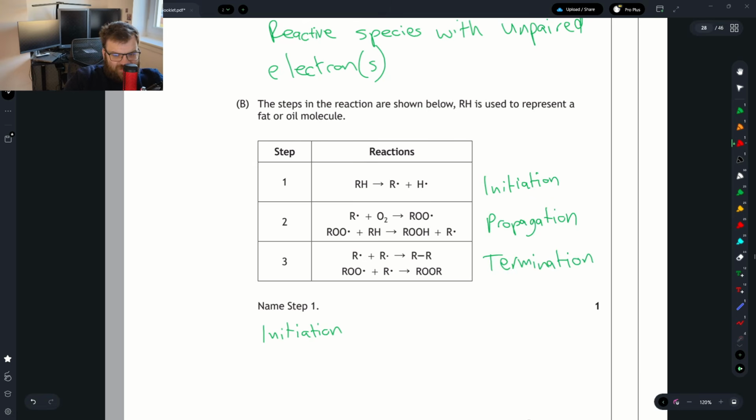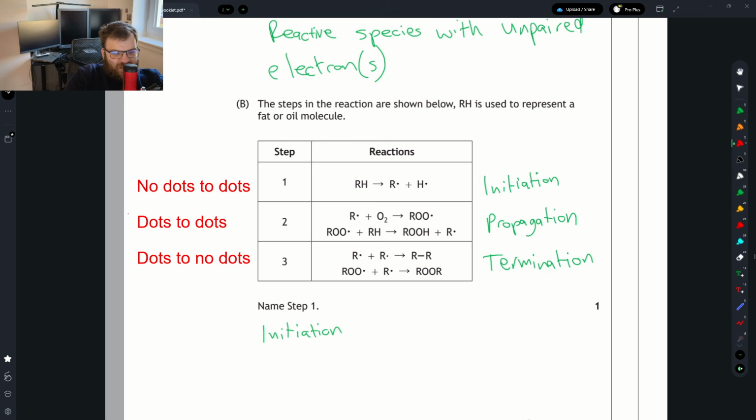What can help tell these apart? If they're in order, then it's quite straightforward. Just remember initiation, propagation, termination. If they're separated apart, in the first one, we've got no dots on the left, so no radicals. It goes to dots, radicals. Propagation will have them on both sides, so dots to dots. And then we've got dots to no dots in a termination for that. So the radicals have joined together.